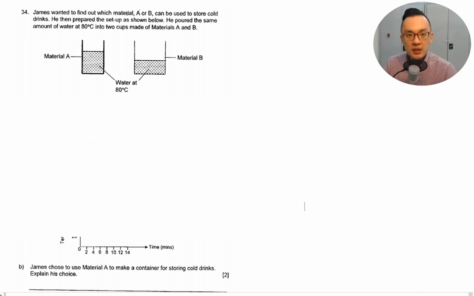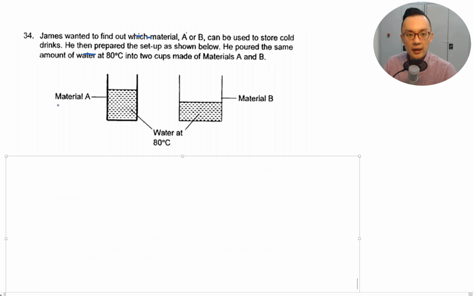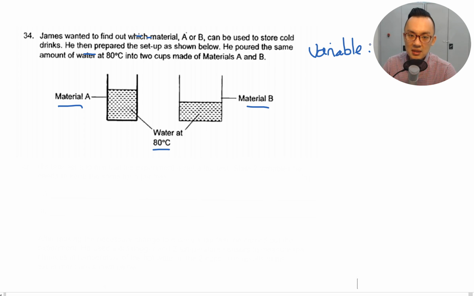James wanted to find out which material A or B can be used to store cold drinks. He then prepared the setup as shown below. He poured the same amount of drinks of 80 degrees Celsius into 2 cups made of materials A and B. Okay, so let's take a look again. Material A, water at 80 degrees Celsius. Material B. So just looking at this question, it is probably something to do with some kind of variable, all right? As a science student, you must understand that in any experiment, there can only be one variable. So when I see this, I know that there's one variable, which is material A and material B.